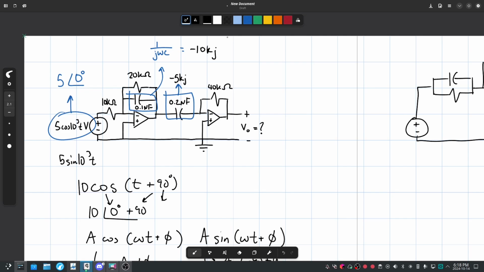So after we have this, we can combine these two. They're in parallel. So the combination is going to be 1 over Z1 plus 1 over Z2, to the power of negative 1. So we're going to get 1 over 20,000 plus 1 over negative 10,000 J, to the power of negative 1.